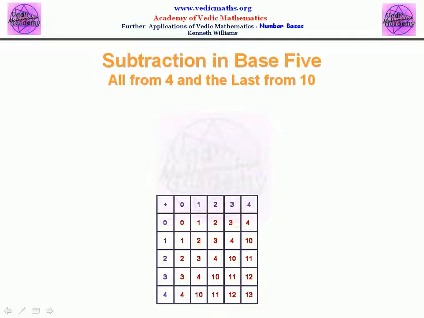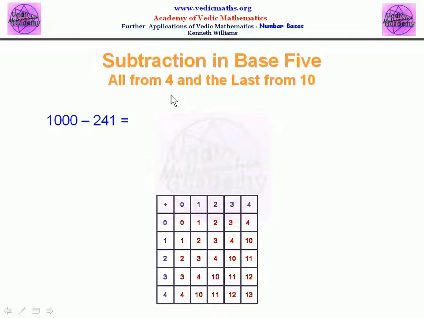Now let's look at subtraction in base 5 first of all. And we'll look at a special case to begin with, subtracting from a base number. So here we see 1000 take away 241. If it was an ordinary base 10 subtraction, and these were base 10 numbers, then we could do this easily by taking each figure in 241 from 9 and the last one from 10. So we get 759.